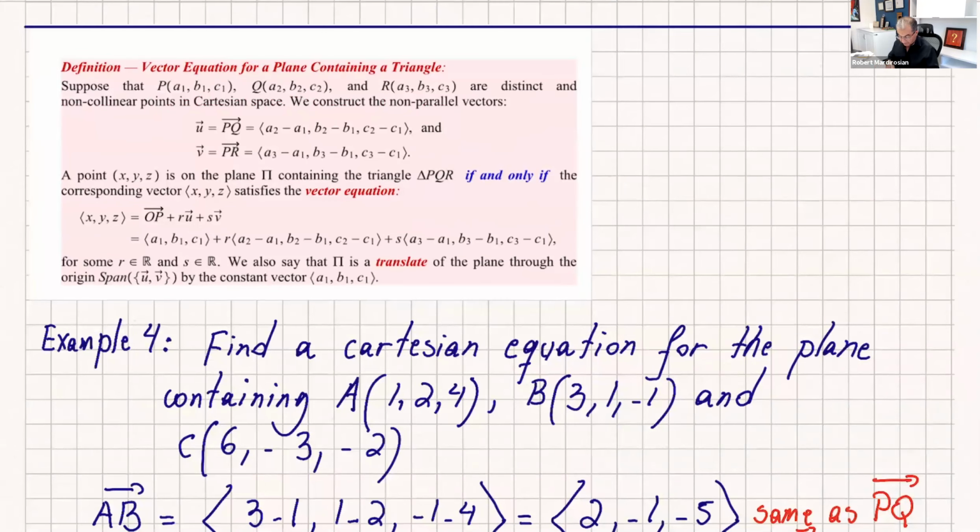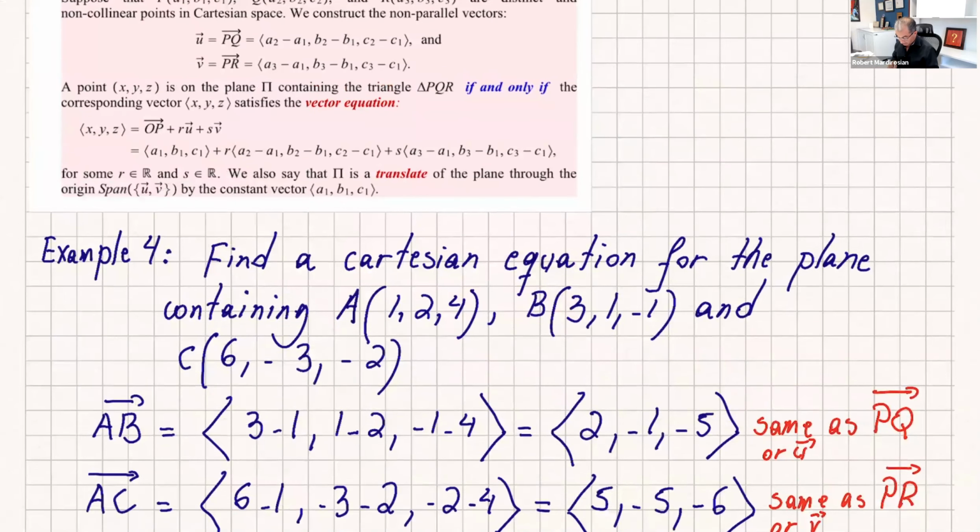Now there is another way of finding that. It says vector equation for a plane containing a triangle. So if you have 3 points in the plane, what you can do is find the components of u and v. Basically here, if we have ABC, u will be the same thing as AB, and v will be the same thing as AC.